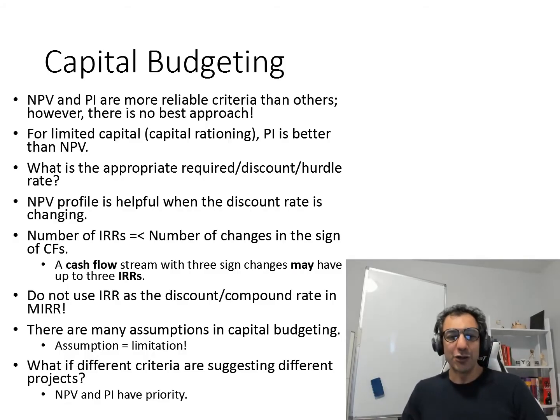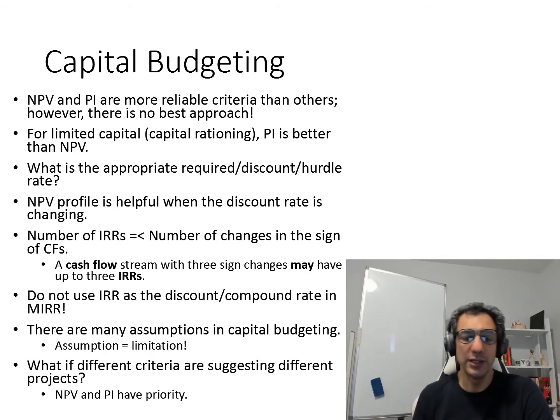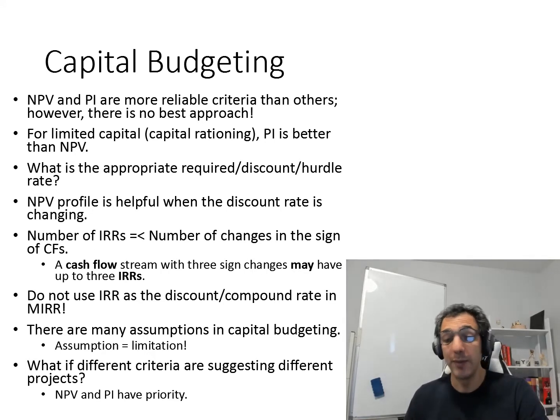So we talk about different criteria which we use to choose the right project: the payback period, discounted payback period, NPV, IRR, PI. Among those, it seems NPV and PI are more reliable. However, remember, depending on your objective, depending on the limitation you have, you might prefer to choose another approach. In some cases, maybe payback period is more preferred because, as we discussed, it's more simple, straightforward, and some investors are more interested to see how soon they can get their money.